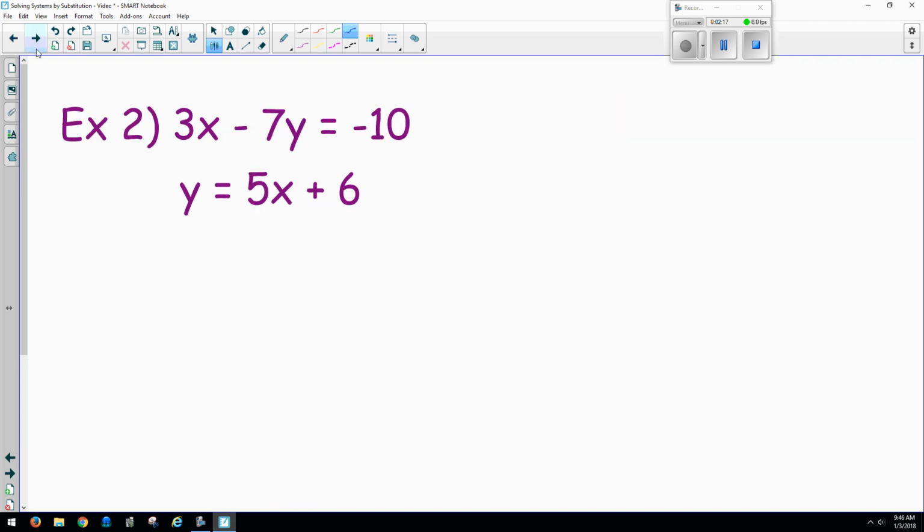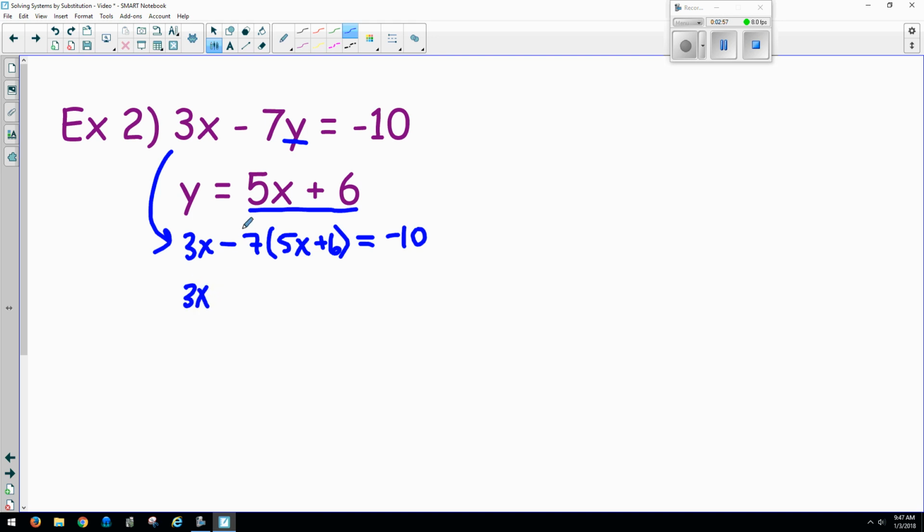Here's the next example. Again, our goal is to have an x value or y value by itself first. And if we have that, we can just go ahead and continue with the substitution process. So we already have y by itself again. Sometimes we have x by itself instead. But here we have y by itself. I'm going to take this entire thing and substitute it for the y in the other equation. So I'm just going to bring this equation down over here. So I have 3x minus 7 times everything that y is equal to, which is 5x plus 6 equals negative 10. And then I'm going to simplify and again solve for x.